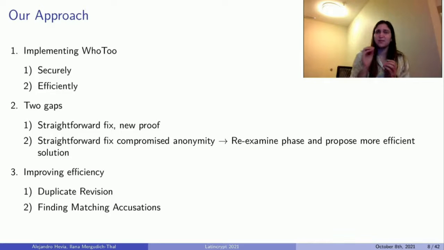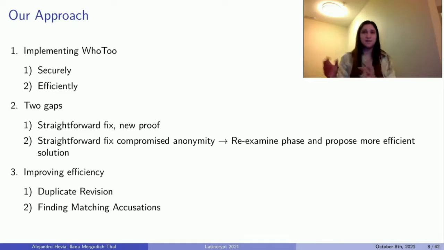But the second issue was more complicated because it was something that was left unclear and it was not obvious how to implement it. And the straightforward way to do it would compromise either the anonymity of the accuser or the accused. And instead of trying to fix it and see how we could make it work with those same tools, we decided to take a step back, to re-examine the entire phase where this problem was arising and think of an alternative for that entire process. And we came up with an alternative that was much more efficient.